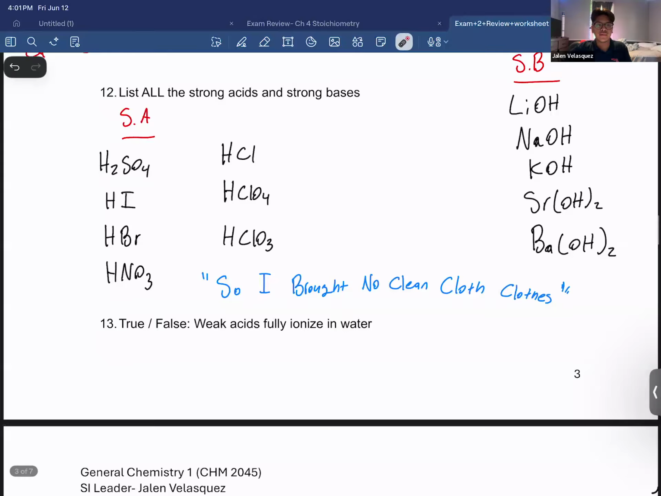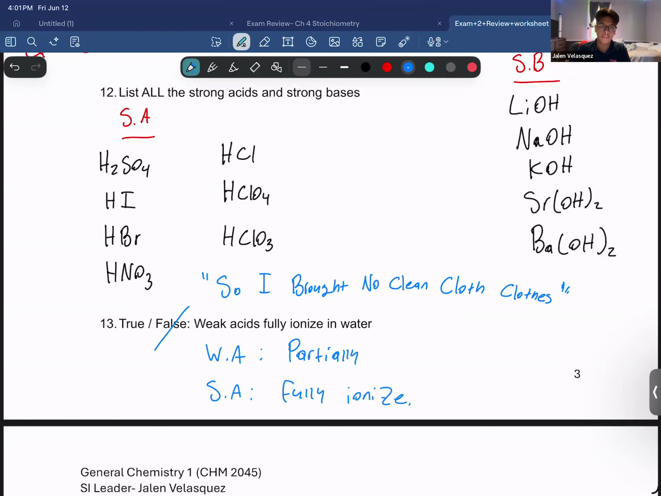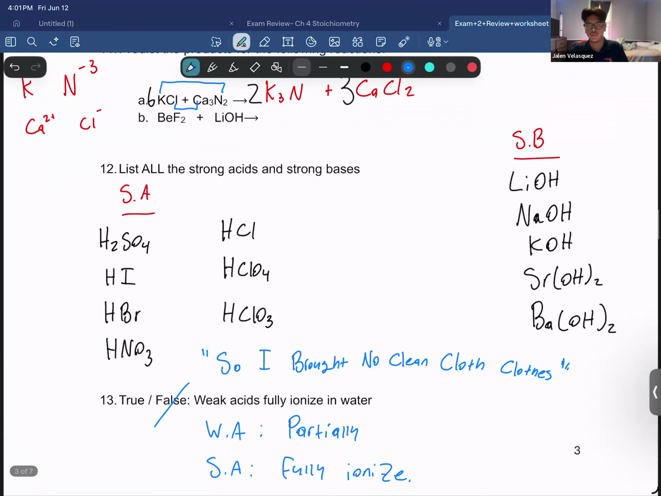All right, number 13, this says true or false, weak acids fully ionize in water, and we know that is false. Weak acids we know will partially ionize, whereas strong acids will fully ionize. Okay, any questions on page 3 before we move on?